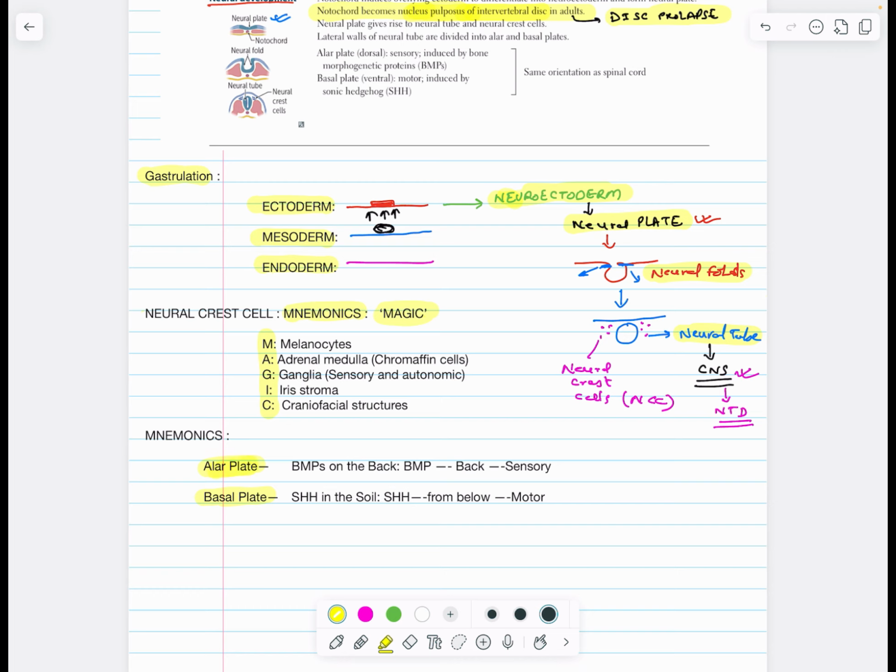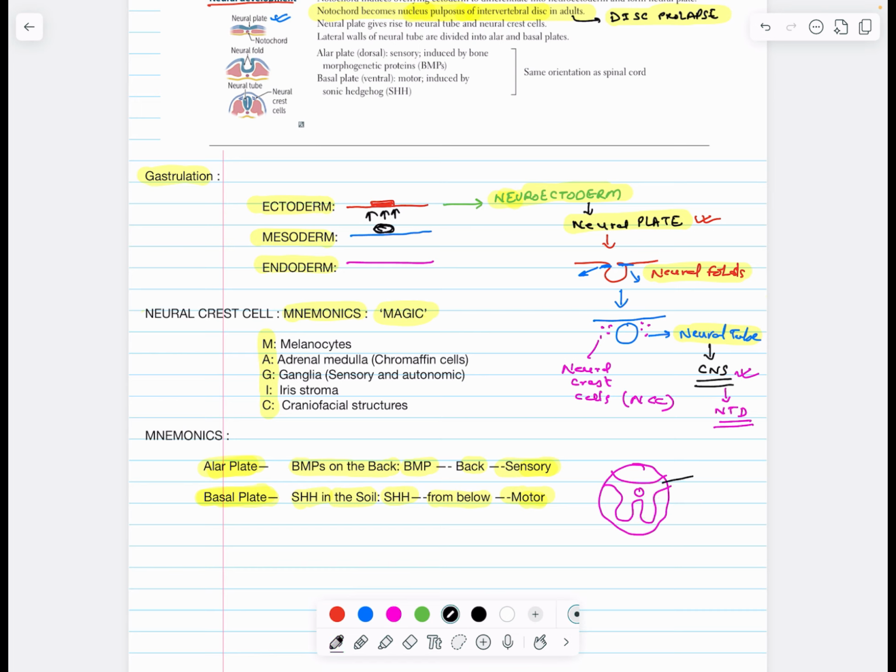So here is the mnemonic: BMP on the back, meaning BMP, back, sensory; and SHH from below, the motor. Think of this like the spinal cord organization. Here is a spinal cord with a central canal; this is the dorsal horn, which is sensory, and this is the ventral horn, which is motor. The same orientation is maintained from embryology into adulthood.